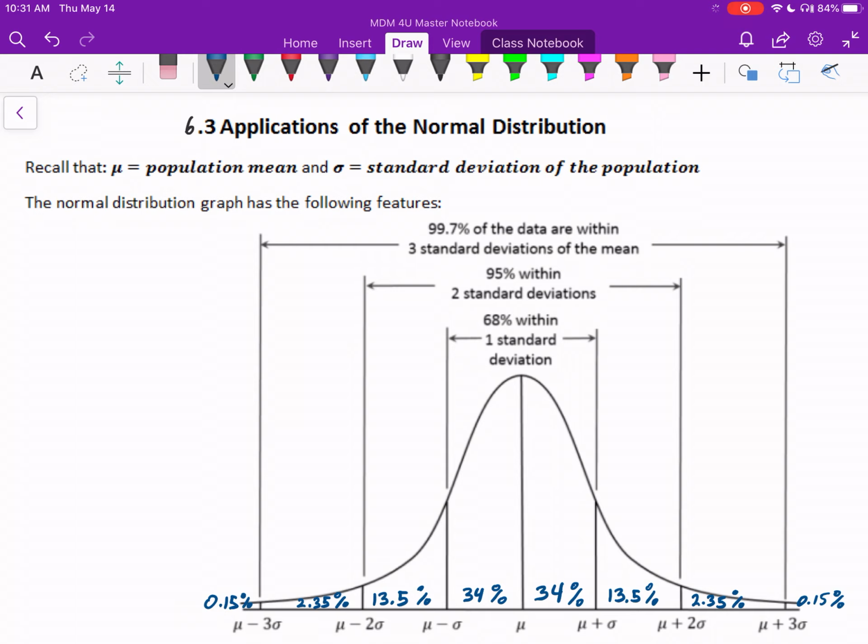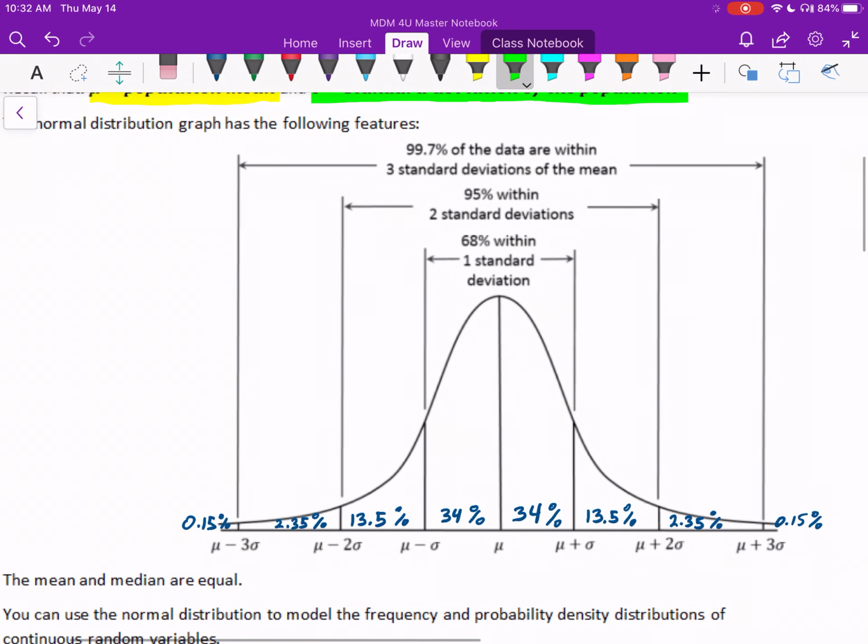First of all, some simple things. We know that mu stands for the population mean. If we're dealing with a sample, then we'd have x bar for the sample mean. We know that sigma, lowercase sigma, stands for the standard deviation of the population. If we are using a sample, then we use lowercase s to represent that. Same thing, different variables.